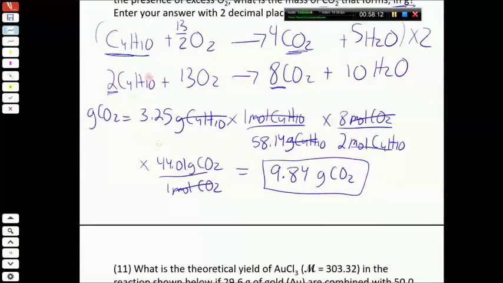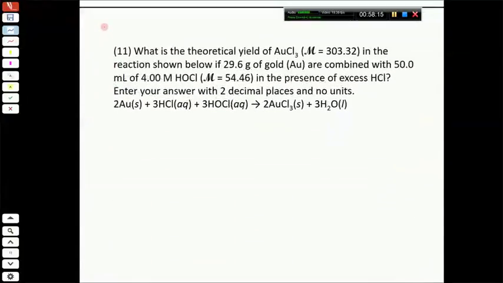All right, so then taking a step further, we have problem 11 here, which is another stoichiometry problem, but here we're looking for a theoretical yield. We give you the chemical equation in this case, so that's already taken care of for us, but we're taking 29.6 grams of gold, combining it with 50 milliliters of 4 molar hypochlorous acid, HOCl, which has a molar mass of 54.46, and we're doing that in the presence of excess HCl. So we want to know what's the mass of gold chloride, AuCl3, that can form in this reaction.